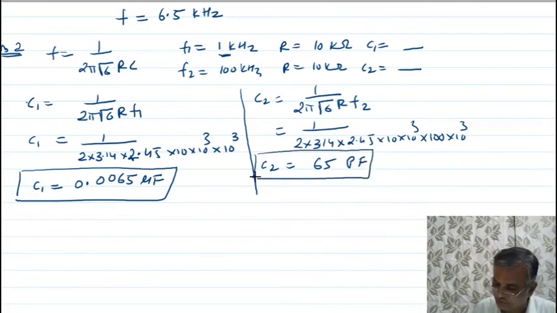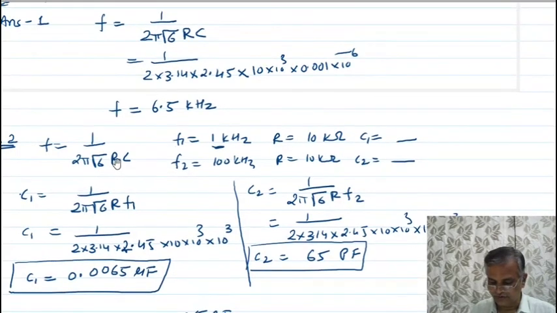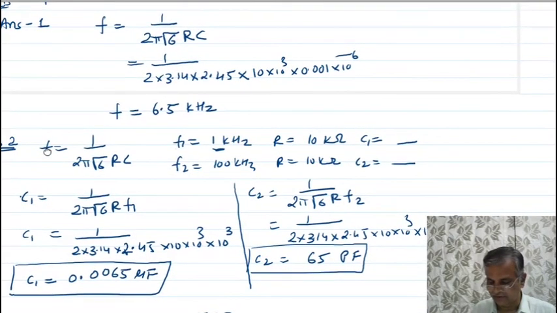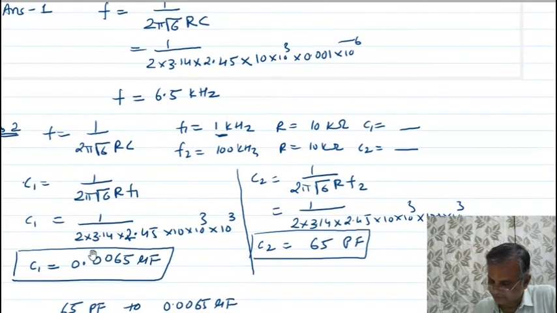They are asking the tuning range. Range is always written from lower value to higher value. So my answer is 65 picofarad to 0.0065 microfarad. So it's very easy. You can find the tuning range, keeping the same value of R, for different values of the frequency by finding C1 and C2. This is one numerical based on the RC phase shift oscillator.